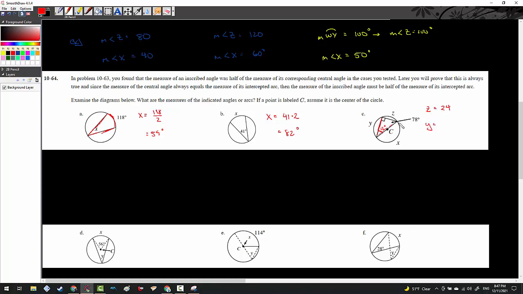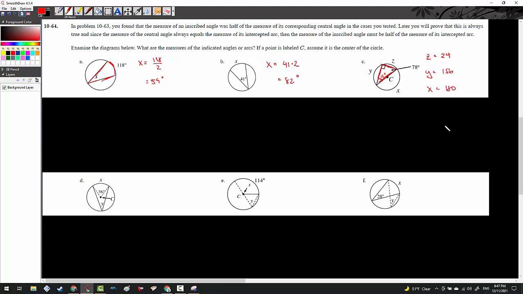Y is the corresponding arc to this inscribed angle right here, which is 78 degrees. So 78 times 2 is going to be 156. And X is the corresponding arc to this inscribed angle, which is 90. So it's got to be 180. And if you added those up, they do in fact equal 360. Awesome. Let's keep on moving.